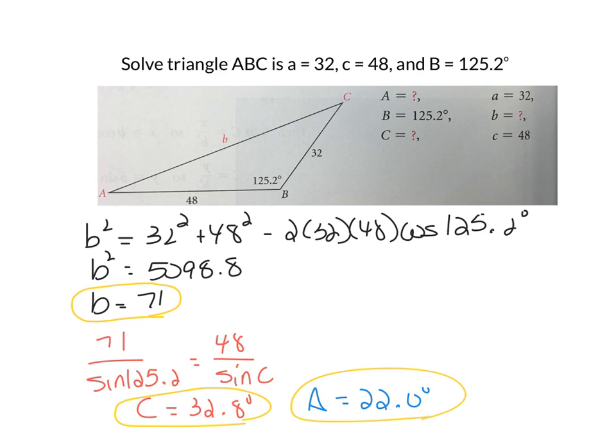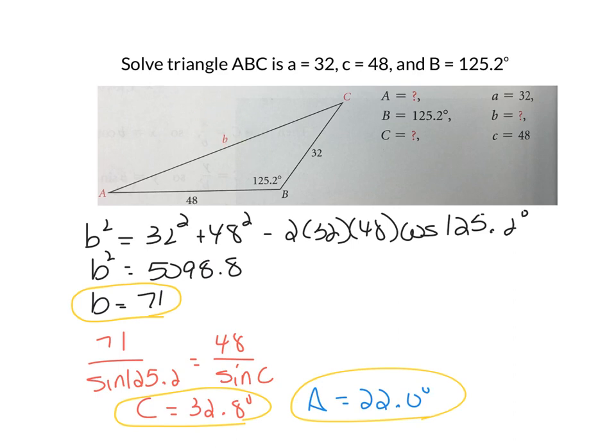So here's a triangle ABC. Side A is 32, C is 48, B is 125.2. The reason you can't use the law of sines here is because you don't know enough. For example, side B and angle B, you don't know both of them. Angle A, side A, you don't know the opposites. Angle C, side C. For the law of sines, you have to know one pair of opposites. In this case, we don't. So you're going to have to use the law of cosines.